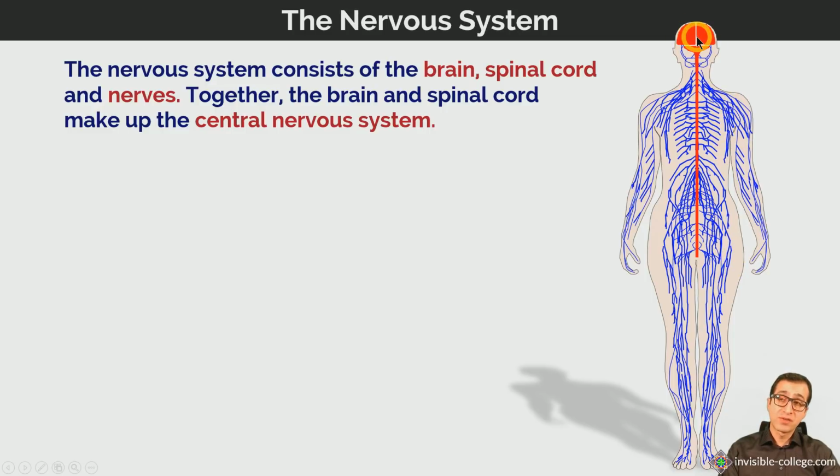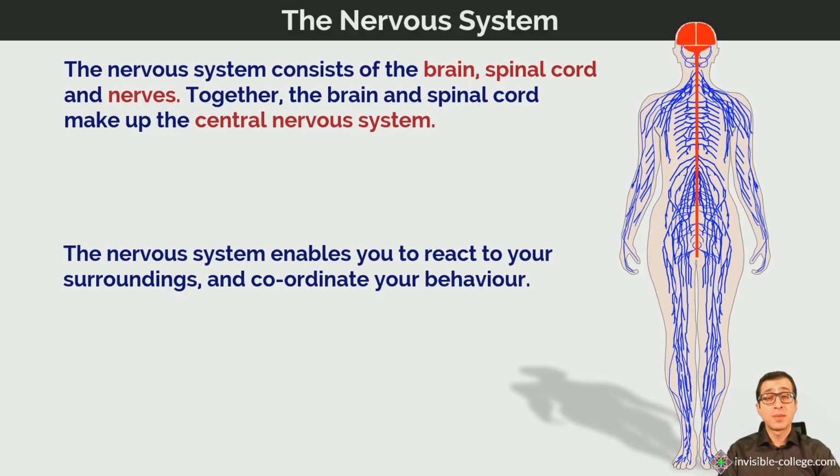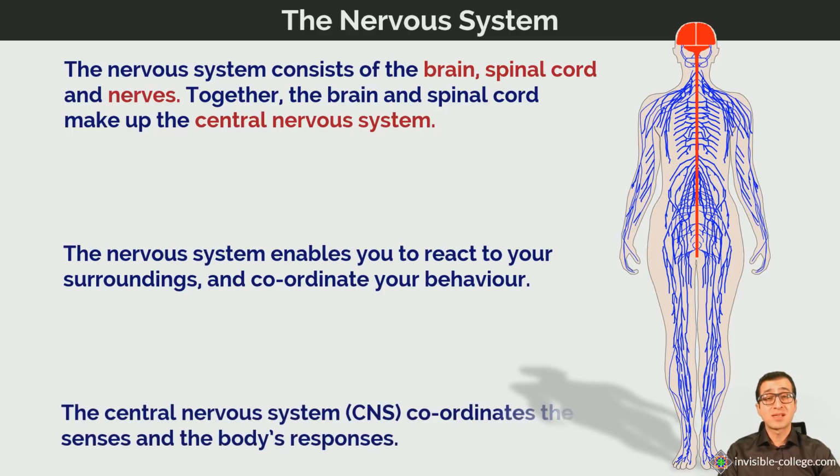So the central nervous system, the brain and the spinal cord, is coloured in red in this diagram, and the peripheral nervous system is coloured in blue here. So the nervous system essentially overall enables us to react to our surroundings and coordinate our behaviour. The central nervous system coordinates the senses and the body's responses to those sensations.